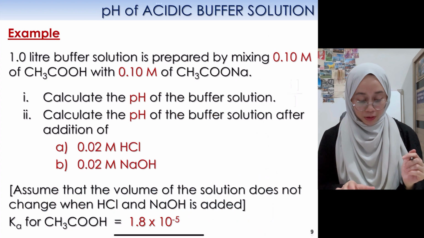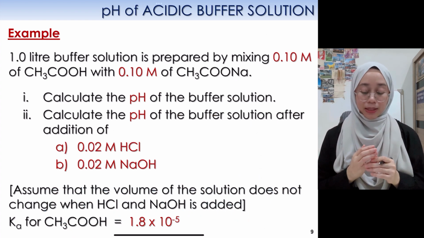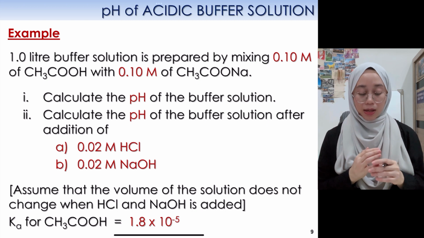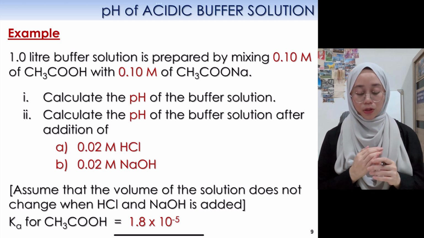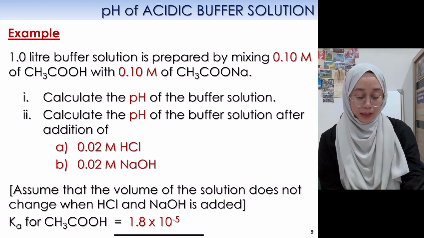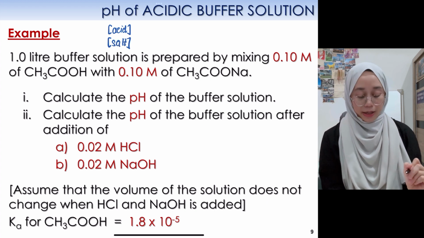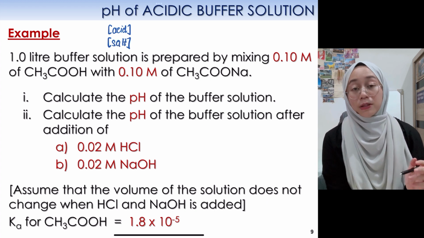Okay, so kita terus tengok kepada example lah. So 1 liter buffer solution is prepared by mixing 0.1 molar of CH3COOH and also 0.1 molar of CH3COONa. So kita dah ada apa? Kita dah ada concentration of acid, kita punya weak acid, kita dah ada concentration of salt juga. Okay, and then calculate the pH of the buffer solution.